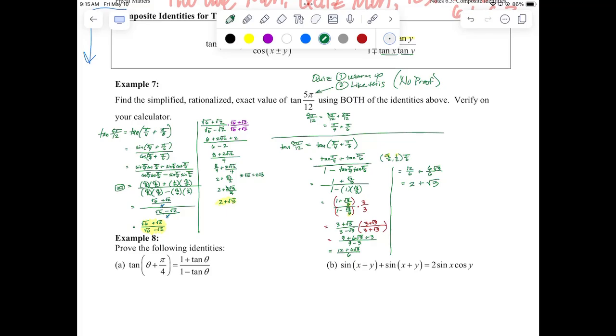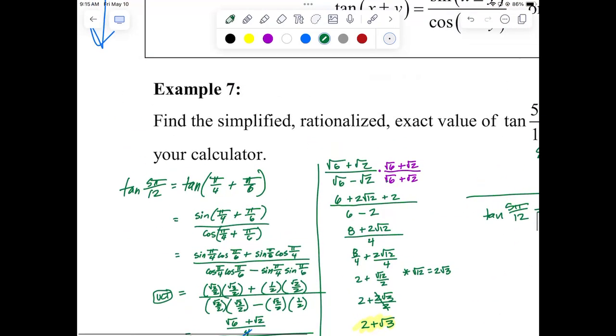But yeah, do I expect you to know how to do both of those? Yes, absolutely. Are you going to have us do both ways on the quiz? I may have you do it in terms of sine and cosine only. Actually, I may have you choose. So one like example 7, very, very important.